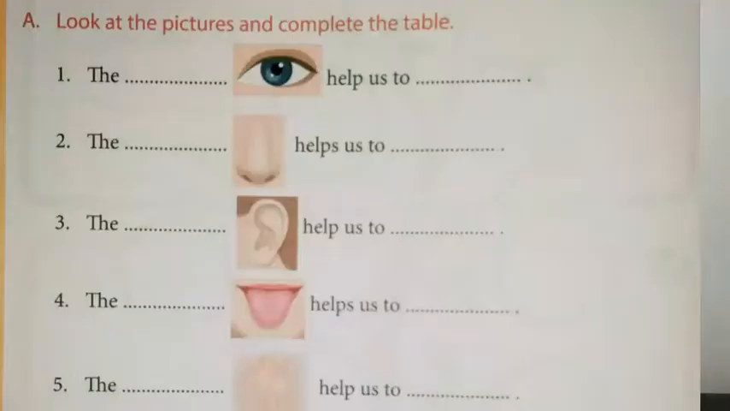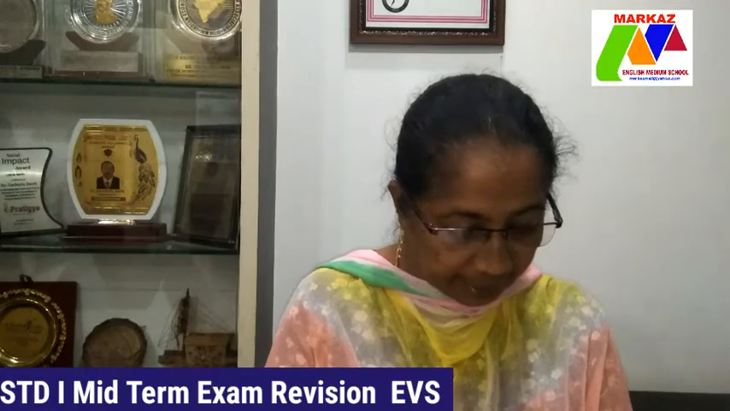Now I repeat once more. One, the eyes help us to see, the nose helps us to smell, the ear helps us to hear, the tongue helps us to taste, the skin helps us to feel. I hope it's okay with you all. Second one, B. Fill in the blanks.